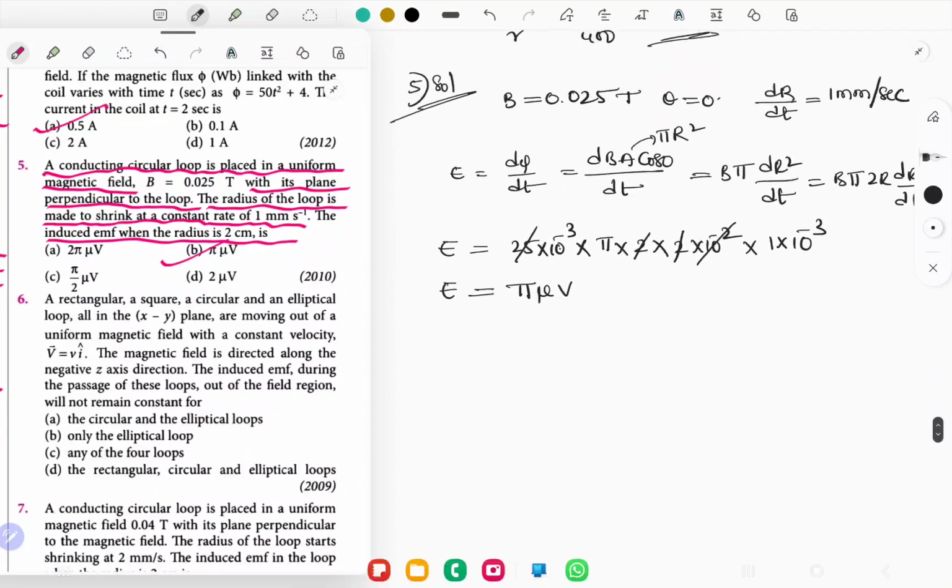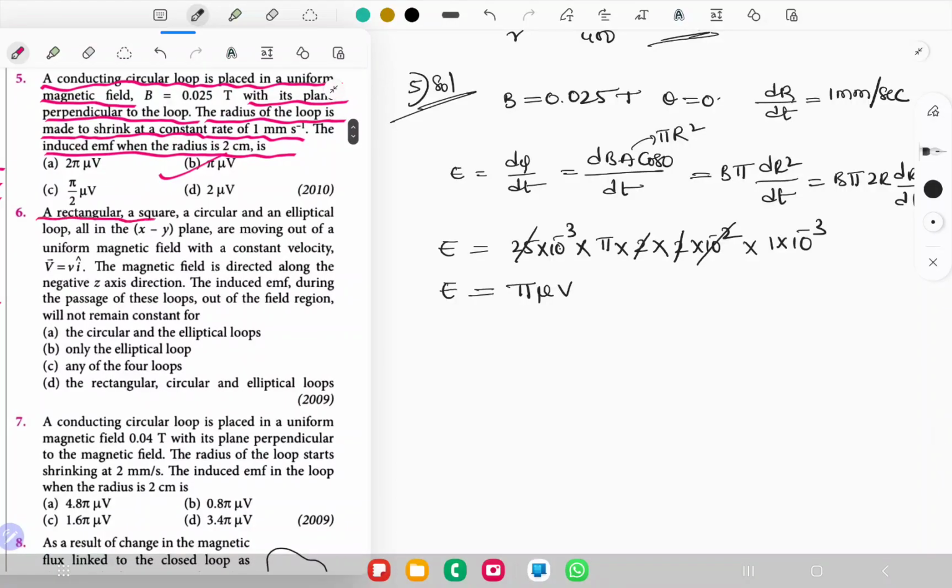Got it? Okay, next. A rectangular, a square, a circular and elliptical loop, all in the xy plane, are moving out of the uniform magnetic field with a constant velocity v i cap. Magnetic field is directed along the z-axis. The induced EMF during the passage of these loops out of the field region will not remain constant for.